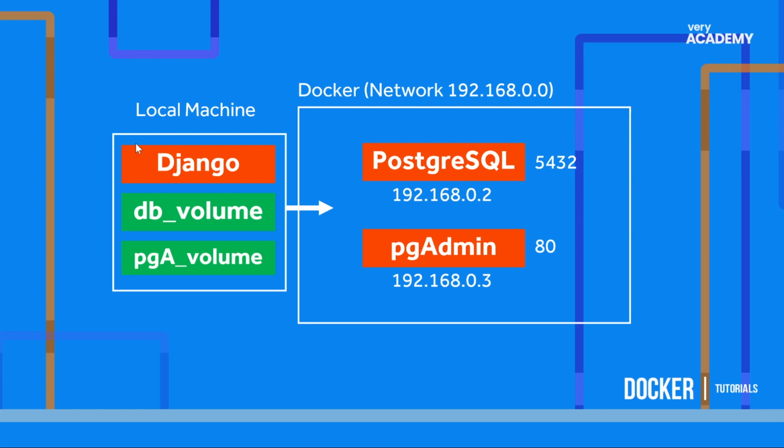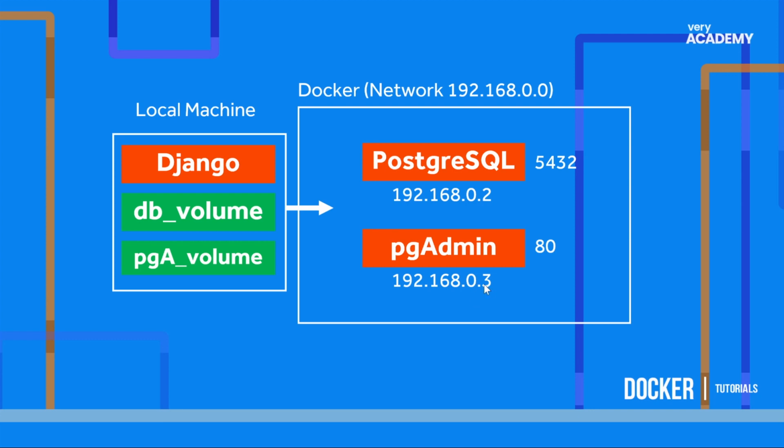So here on the left-hand side, you can see we're going to install Django, and then we're going to set up a volume for both the database and pgAdmin so that we can save and persist our data should our containers fail or get deleted, for example. And over the right-hand side here, you can see the setup we're going to go for with the IP addresses. So we're going to set up a network 192.168.0.0. And then we're going to go ahead and assign the Postgres database to 0.2 and the pgAdmin to 0.3.